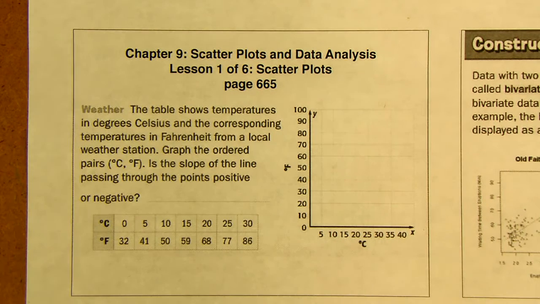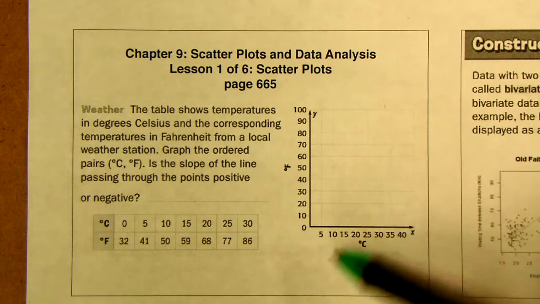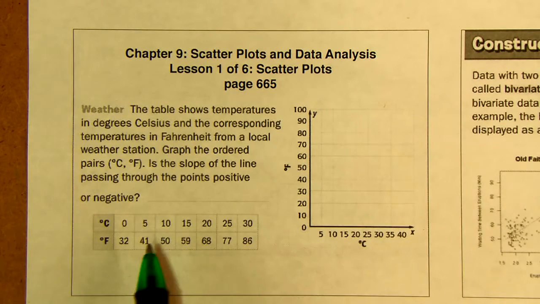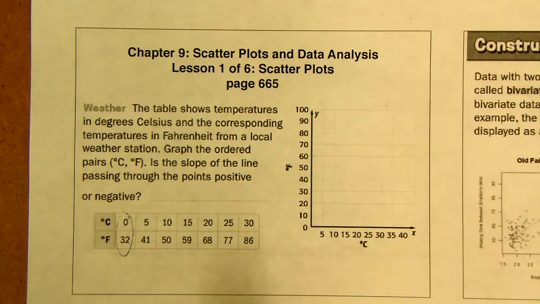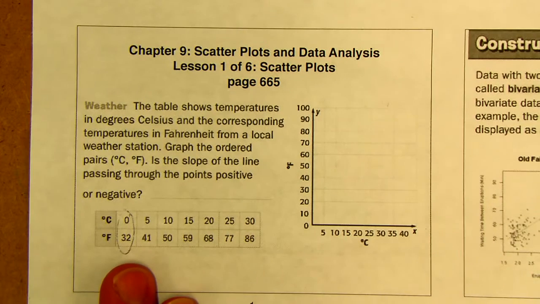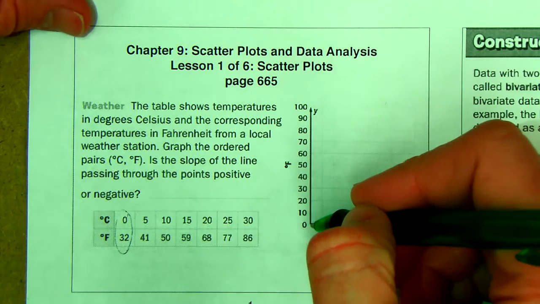And a scatter plot takes place where we have an x-axis and a y-axis, and we have ordered pairs. Right here, we've got a table of temperatures in Celsius and then Fahrenheit from a local weather station, and first it just says graph the ordered pairs. So Celsius is 0, Fahrenheit is 32. Now, see, it goes by 10, so you're just going to have to do the best that you can.